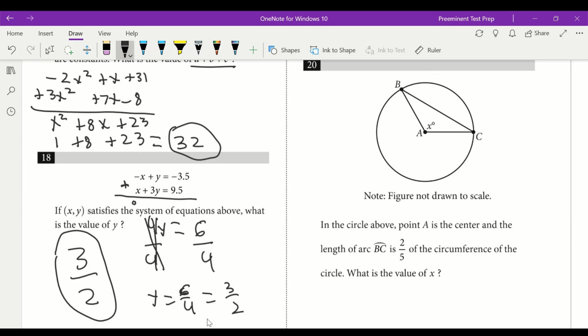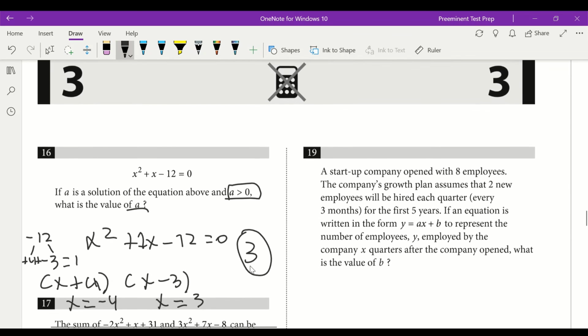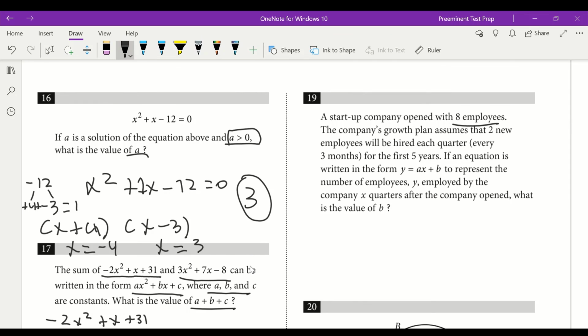Question 19. A startup company opened with 8 employees. The company's growth plan assumes that 2 new employees will be hired each quarter, every 3 months, for the first 5 years. If an equation is written in the form y equals ax plus b to represent the number of employees y employed by the company x quarters after the company opened, what is the value of b? Guys, b is just the value they're starting with, right? And they're just starting with 8 employees. So our answer is just 8, right? So that one's really easy, honestly.